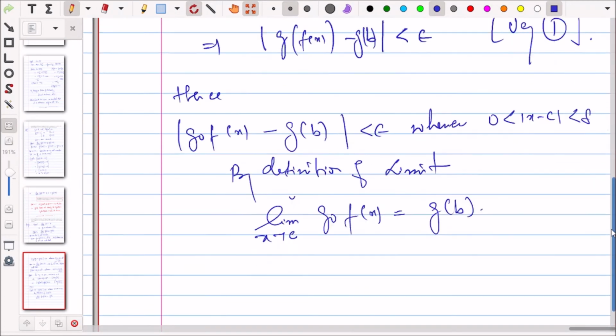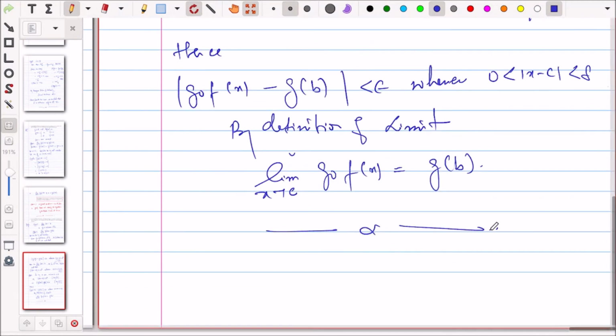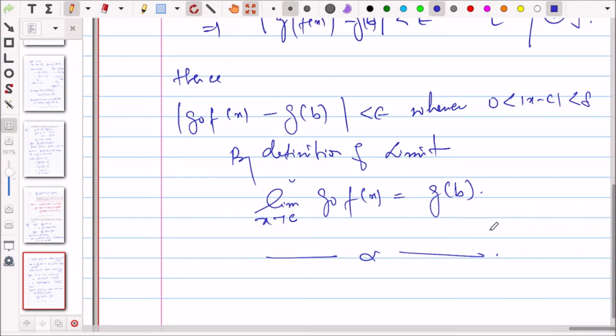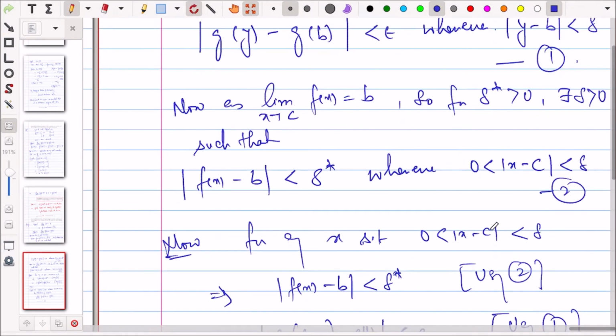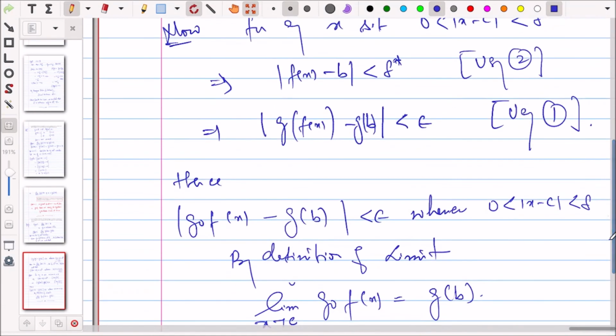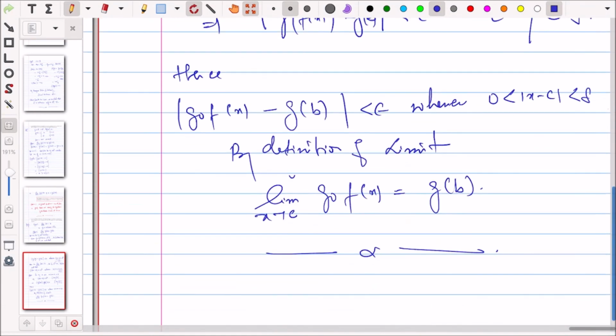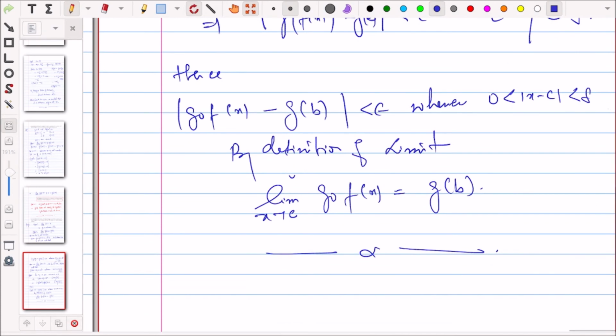This proof is similar to what we did for the composition of two functions, but there we were given f is continuous at c, but here we are given the limit point of f. That's why we have excluded the point when x is equal to c here, and we had to show just the limit of this. So this completes question number 6.